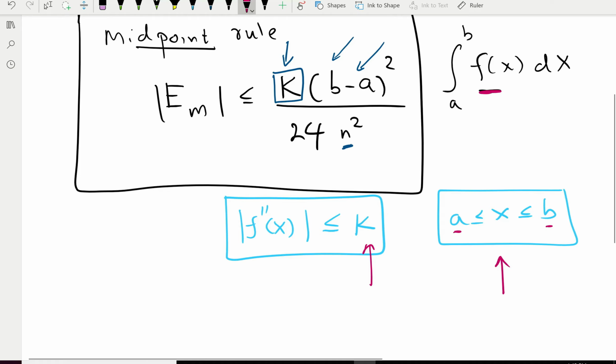So in the next video, let's start with a very simple example for the midpoint rule, and then let's use that example to figure out the error bound. So that's what I'm going to do in the next video.